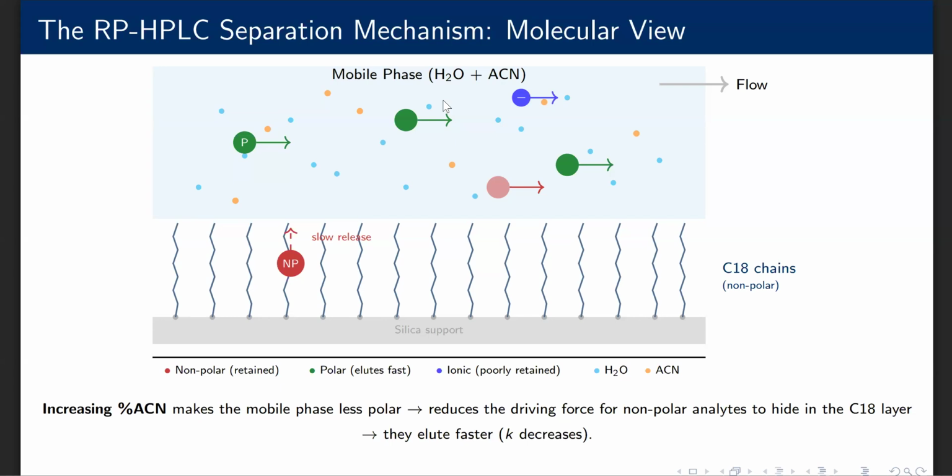Increasing percent acetonitrile makes the mobile phase less polar, which reduces the energetic penalty for the nonpolar analyte to be in the mobile phase. It spends less time in the C18 layer and elutes faster. That is why increasing percent B decreases k in reversed phase HPLC.